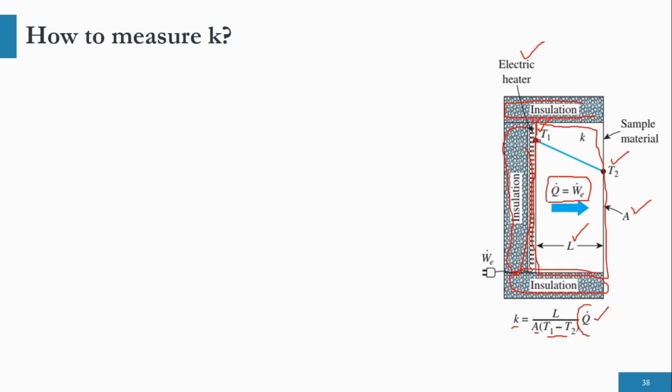We know the value of Q because we know how much heat we are transferring from the heater, and the insulation is installed to ensure that there is no heat loss or leak to the other media. Then we know the area, we know the temperatures, and we know the thickness, so accordingly we can measure the K of our material.